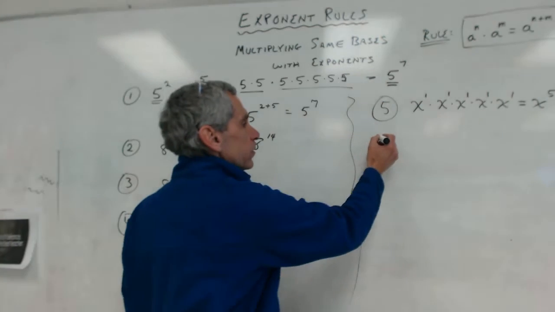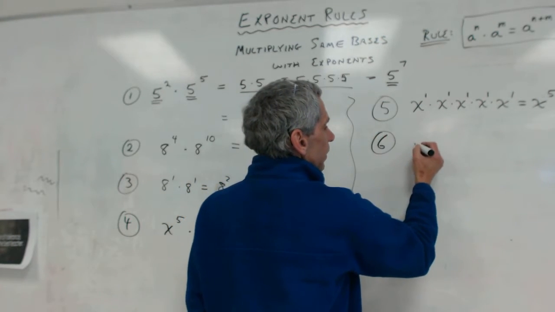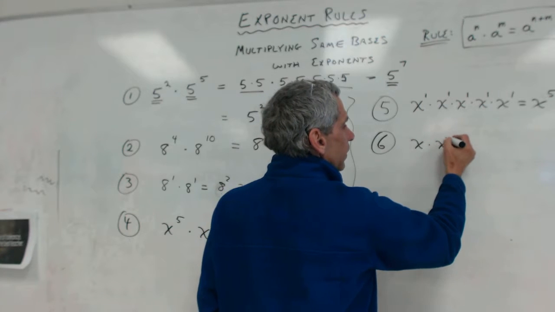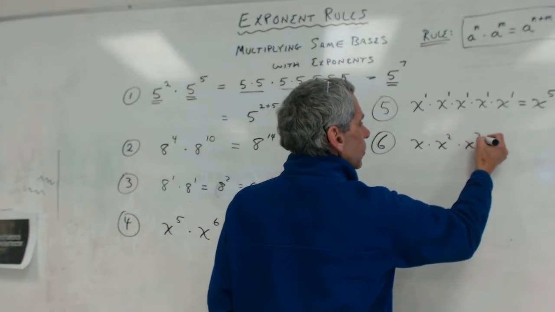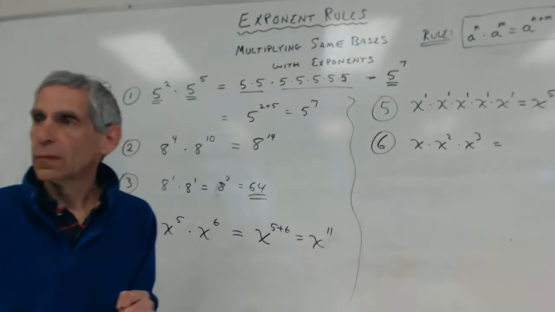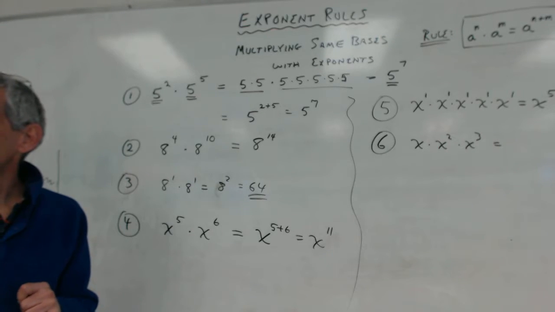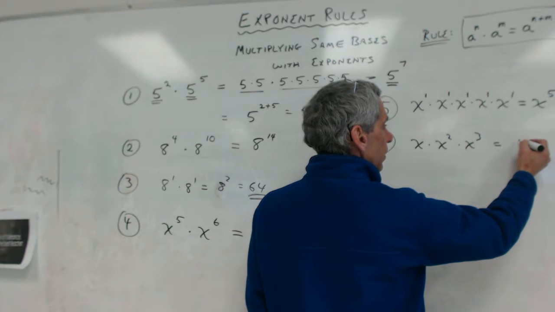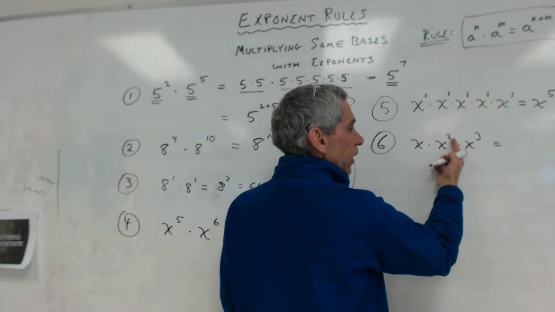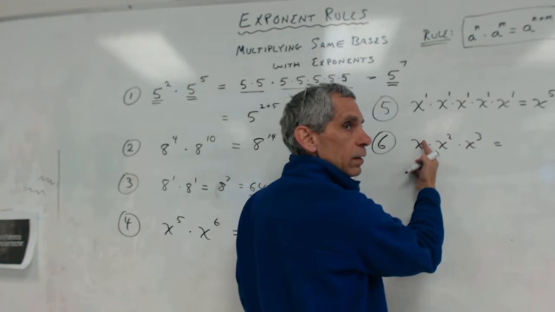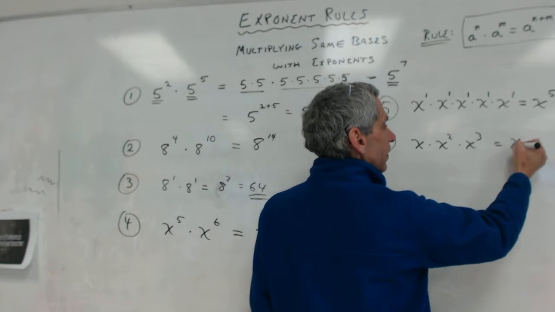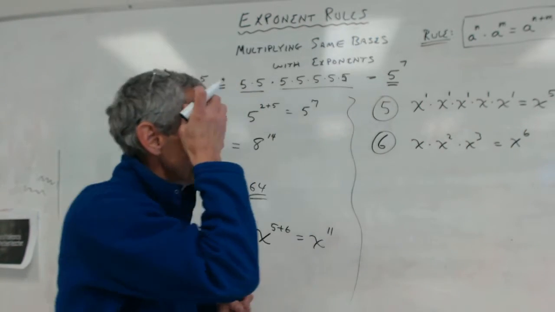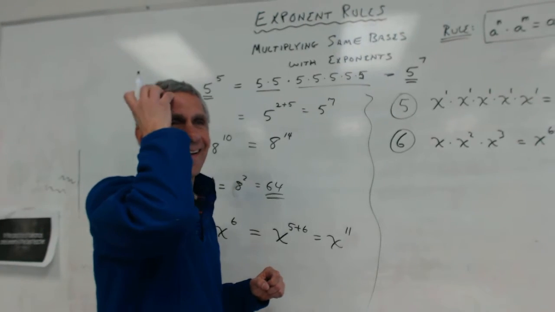All right, let's try this one. What is x times x squared times x cubed? It's x to the 6. 3 plus 2 plus 1 is 6. It's 6.